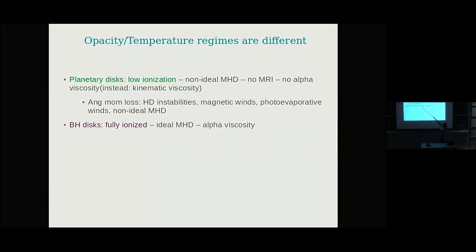Now, the question is then how do you lose angular momentum? This is what our field is working on mainly. There are 20 different types of ideas about what could be the solution. There are various hydrodynamic instabilities. One very popular nowadays, very trendy, is the magnetic winds. Then we have also photoevaporative winds, which can also bring away angular momentum, and then various non-ideal MHD effects as well. So if I understood correctly during this week, your black hole disks are fully ionized, and you have ideal MHD and alpha viscosity and MRI. So in that sense, we are also a bit different.